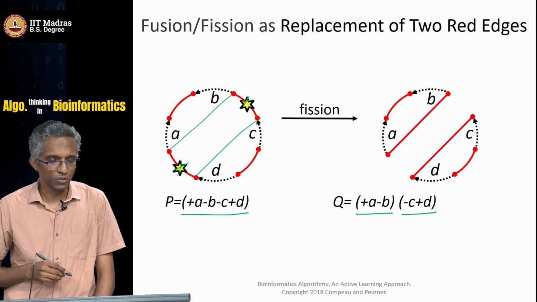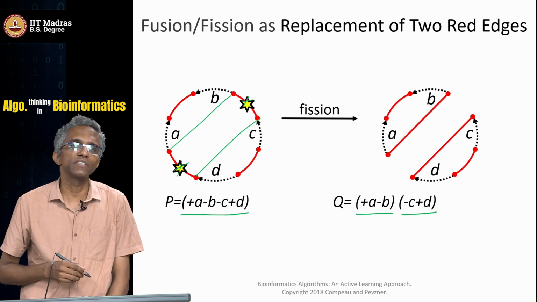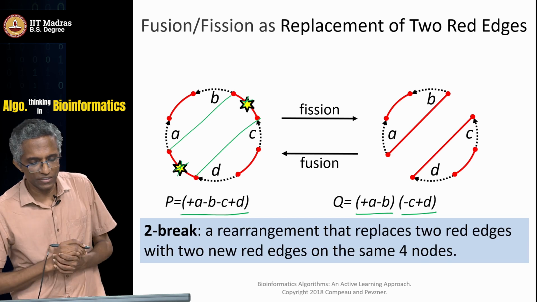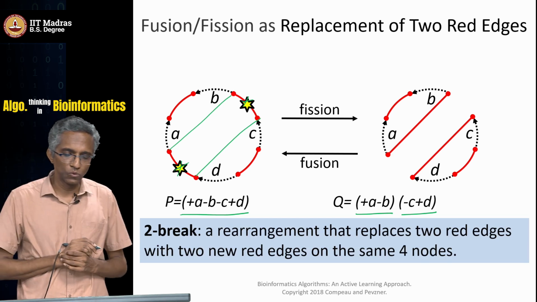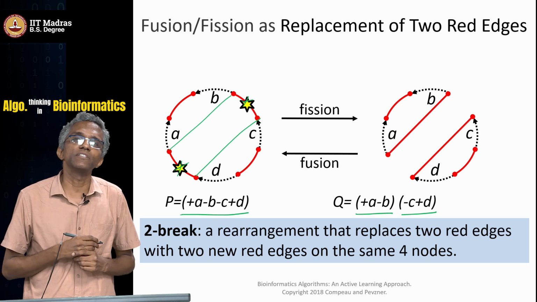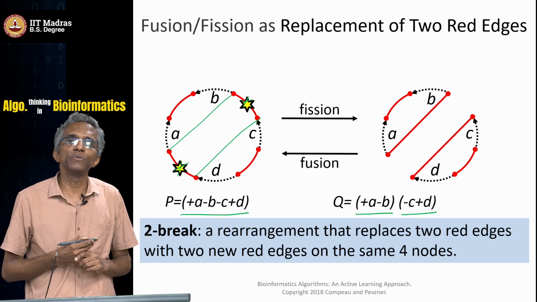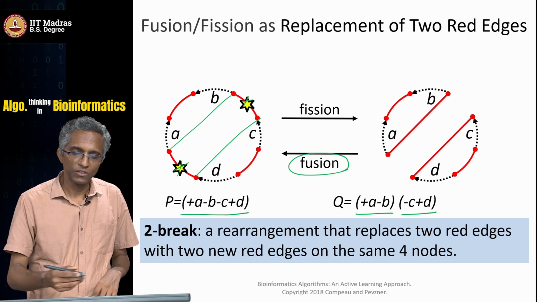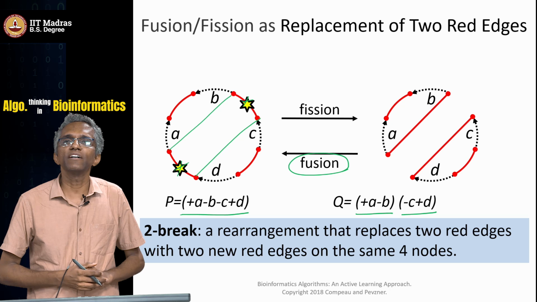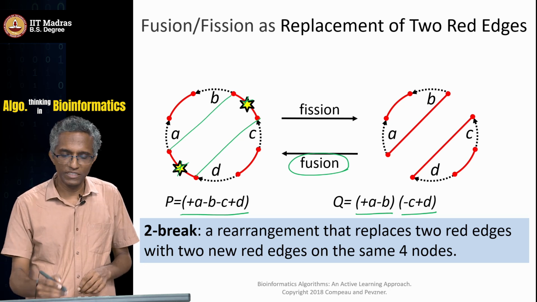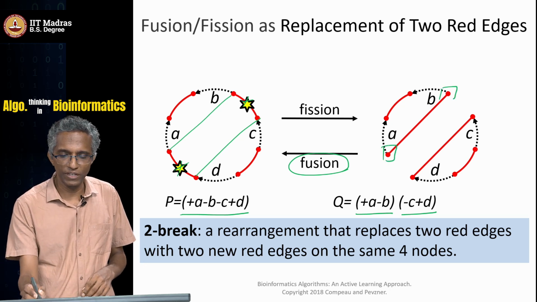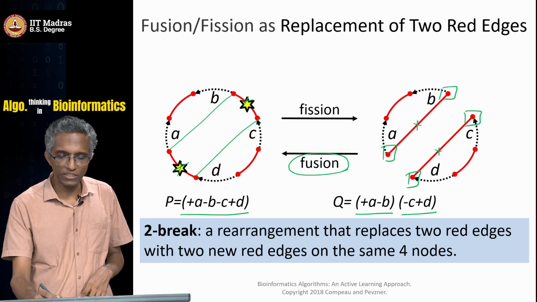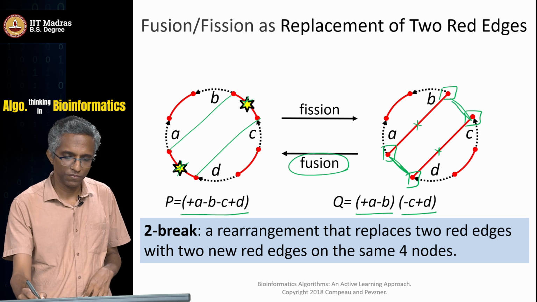That is what is shown here. The stars represent the edges that are broken, and then there are these 2 new edges that are added. So, a 2-break is a rearrangement that replaces 2 red edges with 2 new red edges on the same 4 nodes. That is why a fission can also be viewed as a 2-break. And fusion is just the opposite of a fission. So, it just goes from the right hand side graph to the left hand side graph. You have these 4 nodes that you are looking at, and then fusion will basically remove these 2 edges and then add these 2 edges.